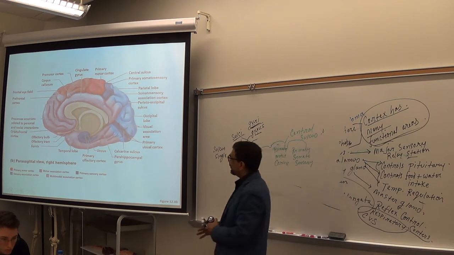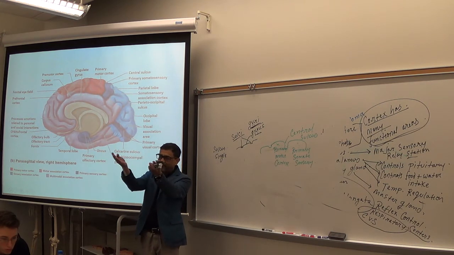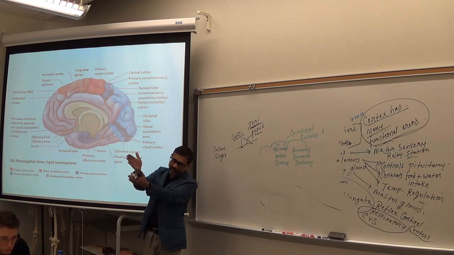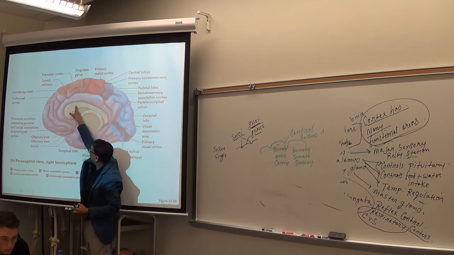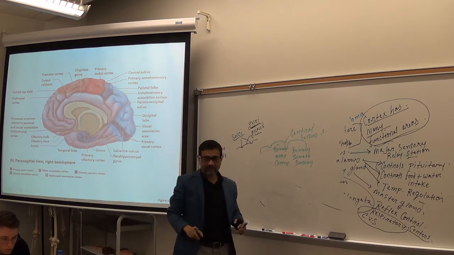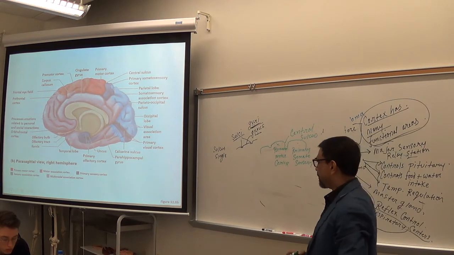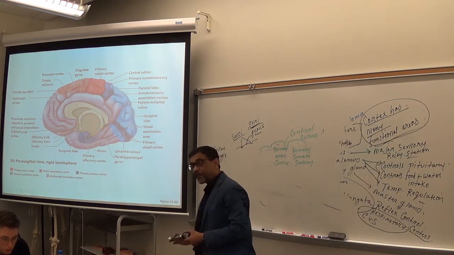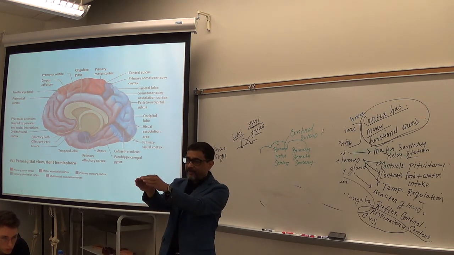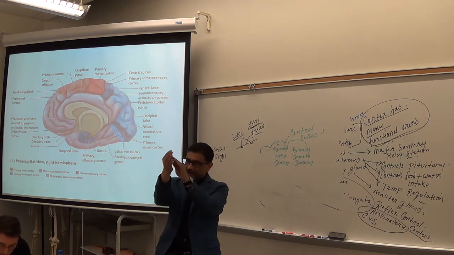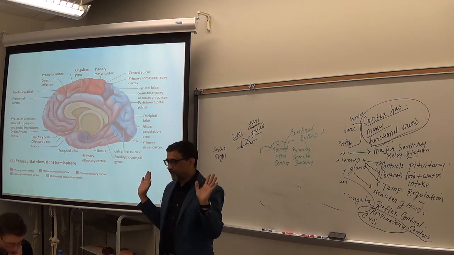If you separate the two hemispheres like this and see the medial aspect of the cerebral hemisphere, you see this structure called the corpus callosum. It connects the two hemispheres, and this is a very important structure, because the two hemispheres are connected by the corpus callosum and are talking to each other through it.